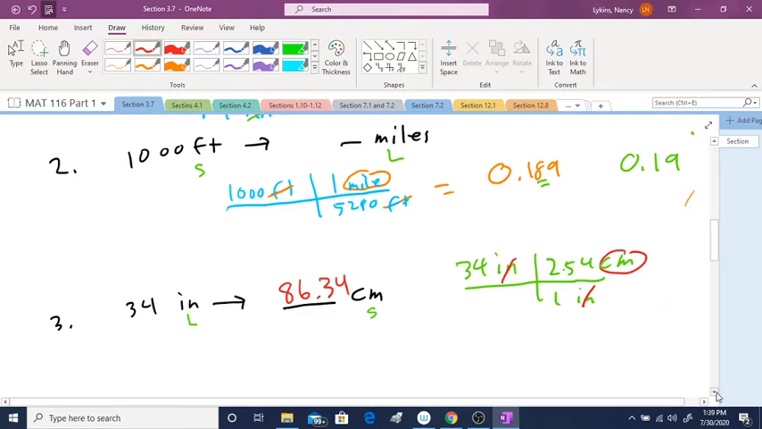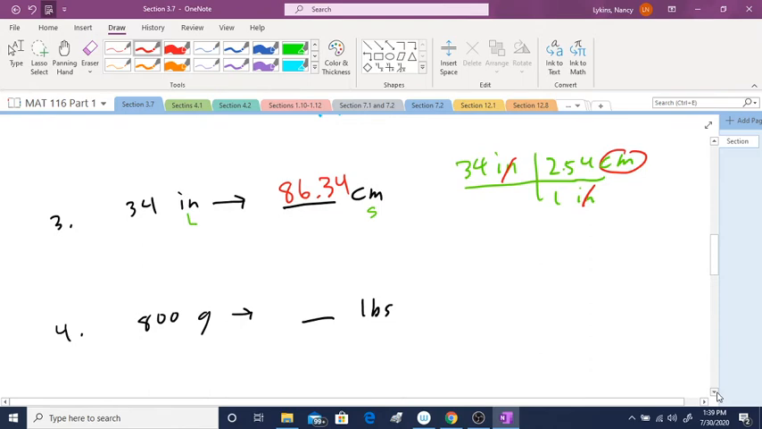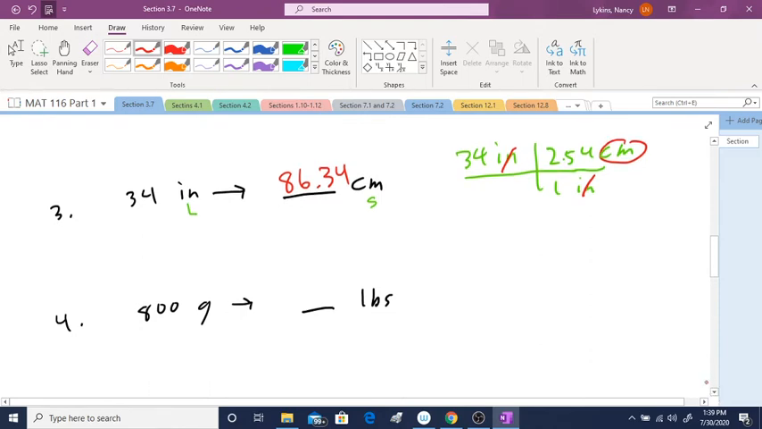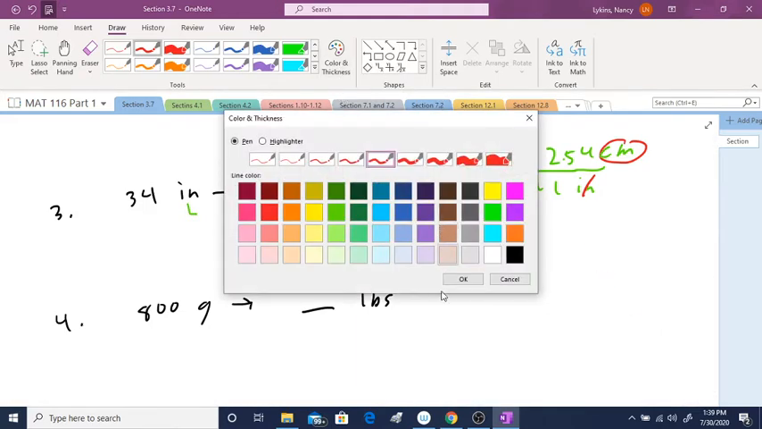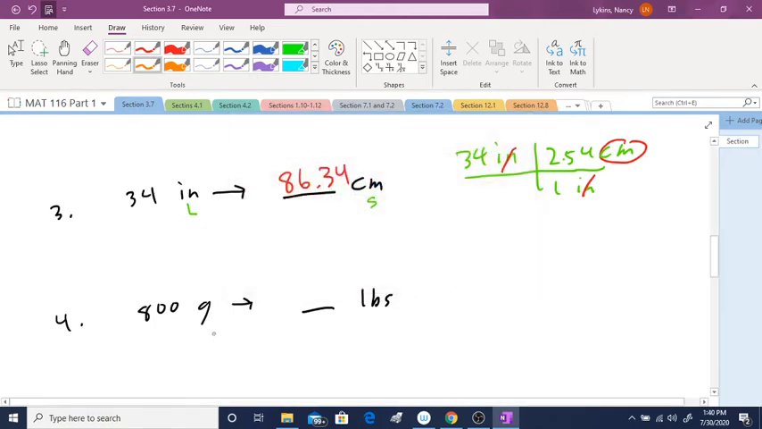Okay, so grams to pounds. Well, grams is a really small unit. Think of grams like sugar or salt. So I know this is my small, this is my large.